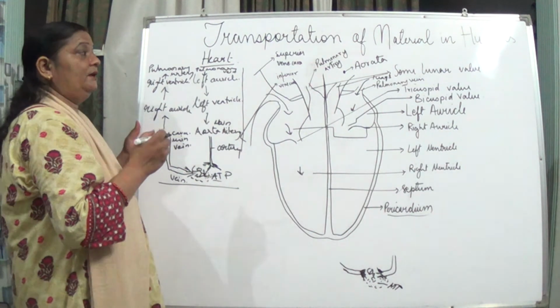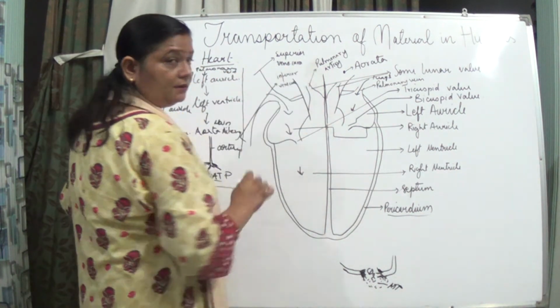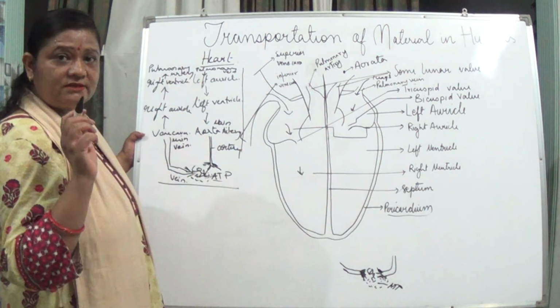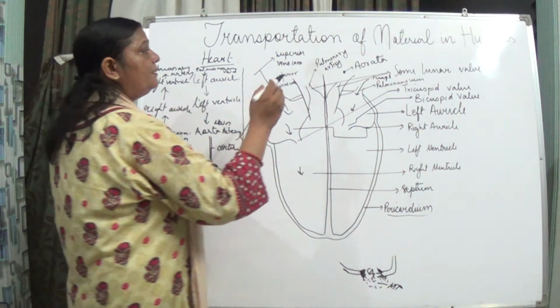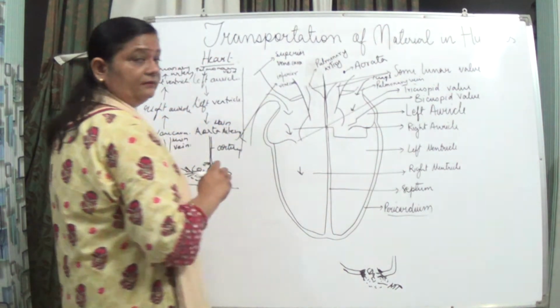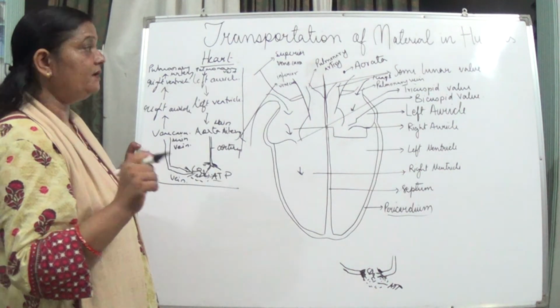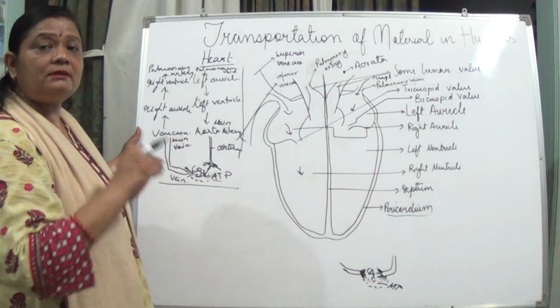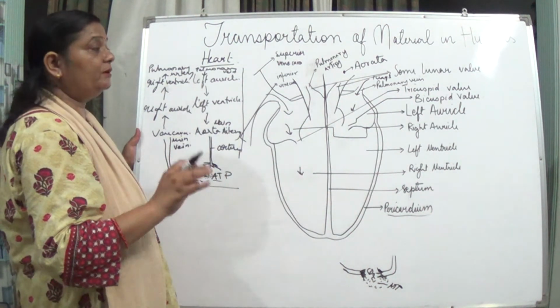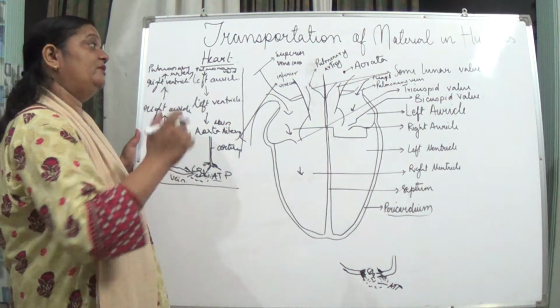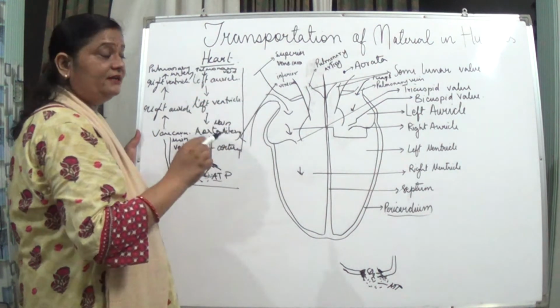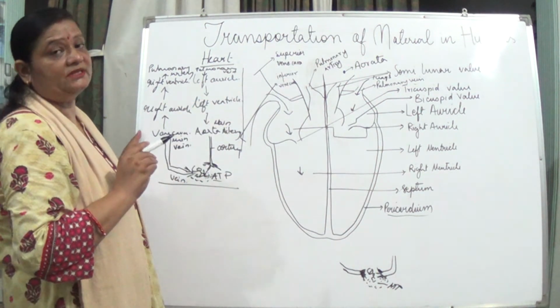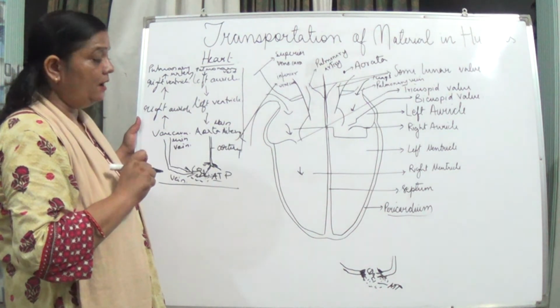Now, when we talk about the pulmonary artery, it is carrying what? Deoxygenated blood. When we are talking about the pulmonary vein, it is carrying what? Oxygenated blood. When we are talking about the aorta, it is taking the oxygenated blood to the whole body cells, where digested food is present. And when we are talking about the vena cava, it is the main vein which is carrying the deoxygenated blood.